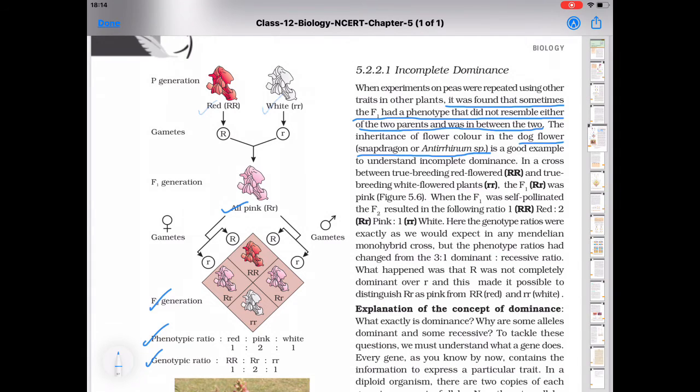Sometimes a question can be asked: name the inheritance in which the phenotypic ratio and genotypic ratio are the same in the F2 generation. So you can give the example of incomplete dominance. In incomplete dominance, the R allele, capital R, is not able to completely dominate the small r. So the intermediate character, that is pink color, appears in the F1 generation, and after selfing of the F1 generation, the phenotypic ratio is 1:2:1 and the genotypic ratio also is 1:2:1.